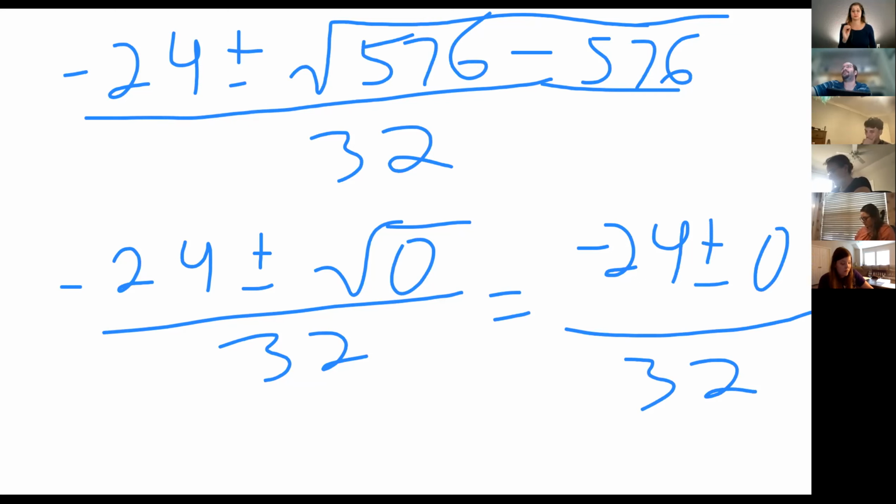I think that's the one thing that really trips people up. It's like, square root of 0, what is that? It is 0. The square root of 1 is also 1. That's another weird one.